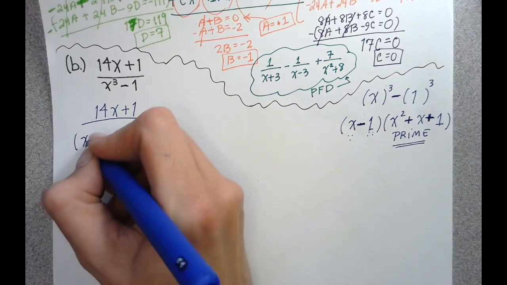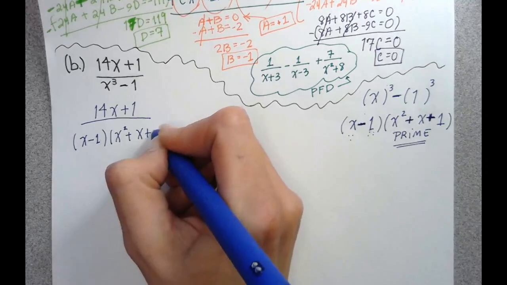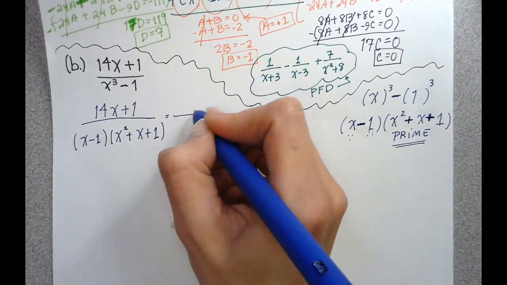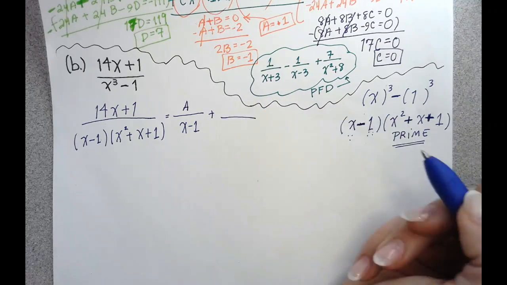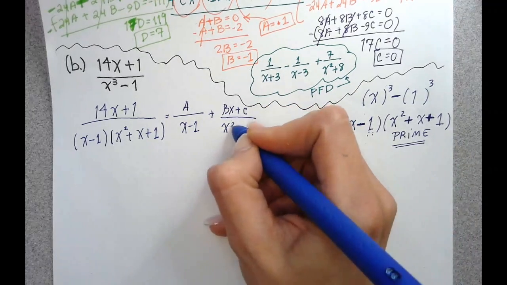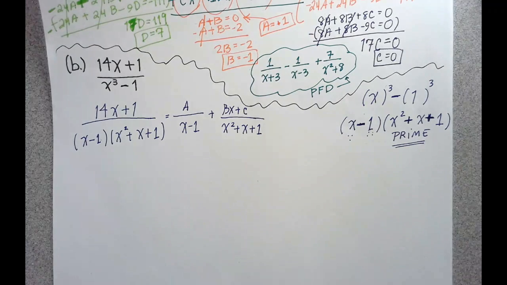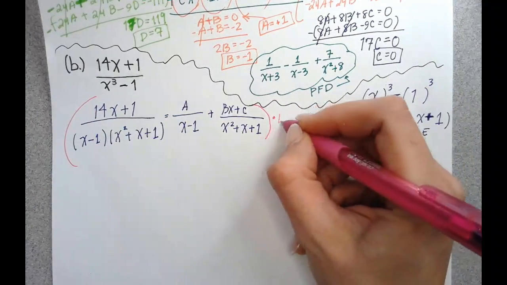So factored, x minus 1 and x squared plus x plus 1, and the setup for the decomposition will be A over x minus 1 plus, let's squash this a little bit, linear again, so Bx plus C over x squared plus x plus 1. As per usual, we're going to multiply through by my least common denominator.